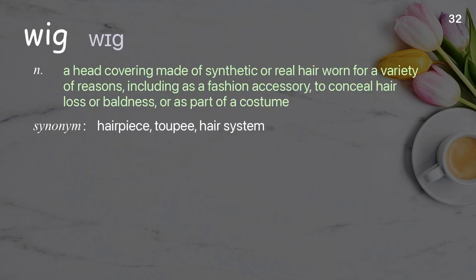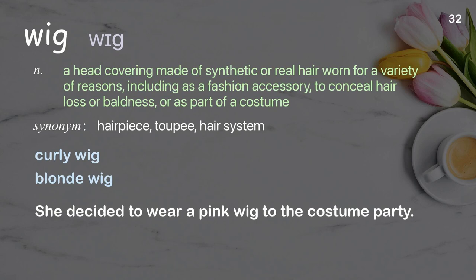Wig: a head covering made of synthetic or real hair worn for a variety of reasons, including as a fashion accessory, to conceal hair loss or baldness, or as part of a costume. Examples: curly wig, blonde wig. She decided to wear a pink wig to the costume party.